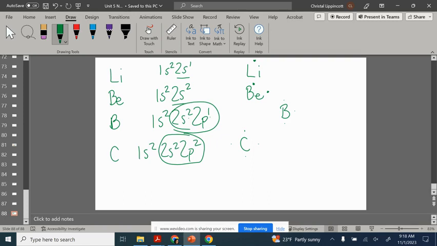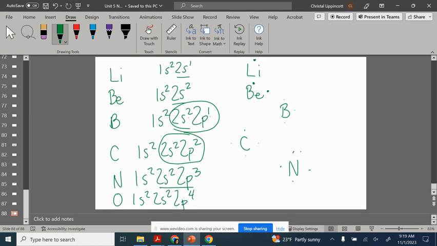Good. Nitrogen is 1s2, 2s2, 2p3. It's going to have 5 valence electrons. There's my 5. Oxygen's going to have 6 electrons then. Does that make sense, where I'm getting this from? 1, 2, 3, 4, 5, 6. Fluorine will have 7, and neon will have 8.